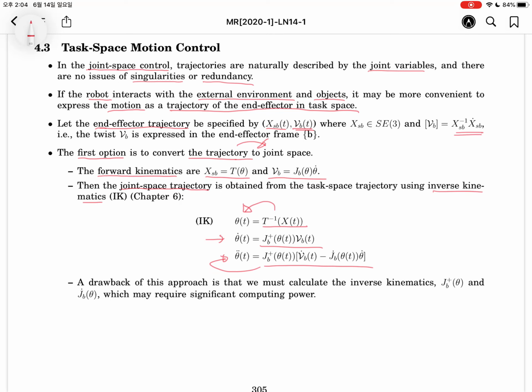But here, we have one drawback. We should know the Jacobian's inverse and the Jacobian time derivative. Okay, if it is singular at that time, we cannot apply this method to the control.